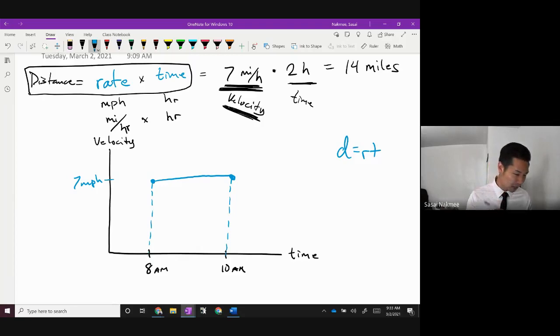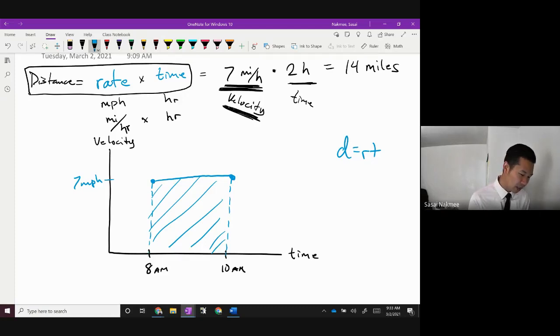Take a look at this. If I graph the function velocity as a function of time, right? How fast something is going, which is up here on the y-axis, it's going at 7 miles per hour, and how long it travels for, which is from 8 a.m. to 10 a.m. What do you notice that it makes here? It makes a nice little rectangle, doesn't it?